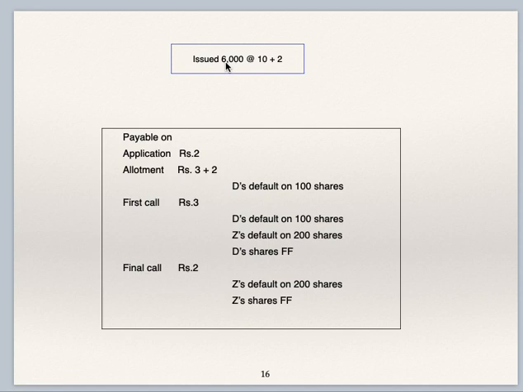Issued capital 6000 shares at 10 plus 2. 10 would go to share capital. 2 would go to securities premium account. Payable on application rupees 2, allotment 3 plus 2.